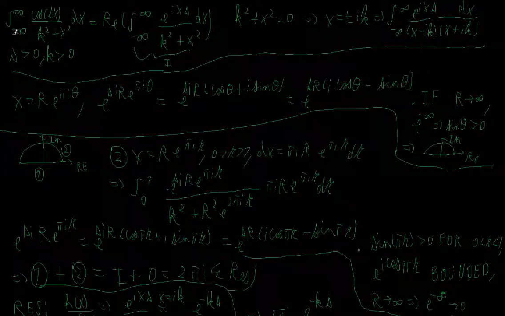We want to evaluate the integral from minus infinity to positive infinity of cosine of sx over k squared plus x squared dx, and we know that s and k are both positive numbers.